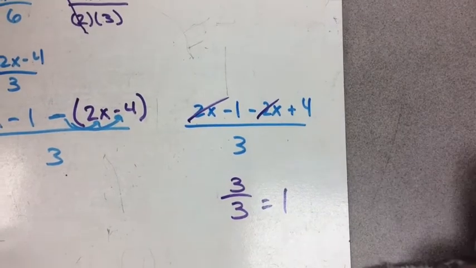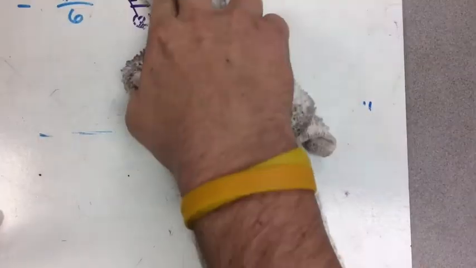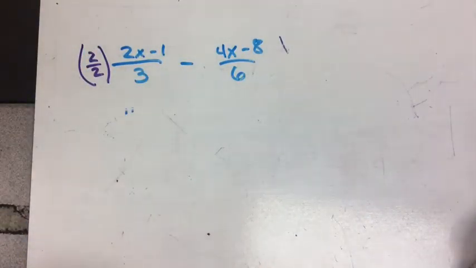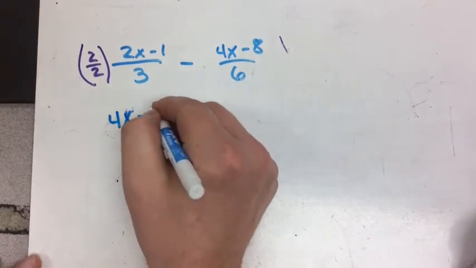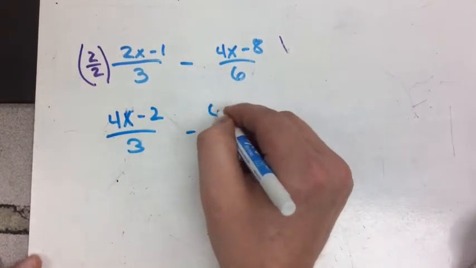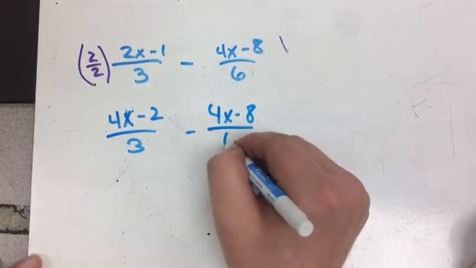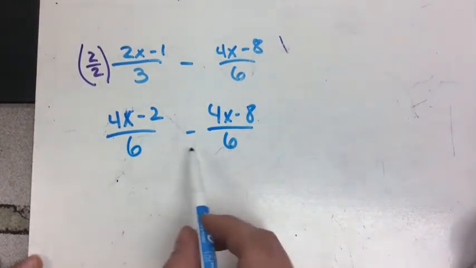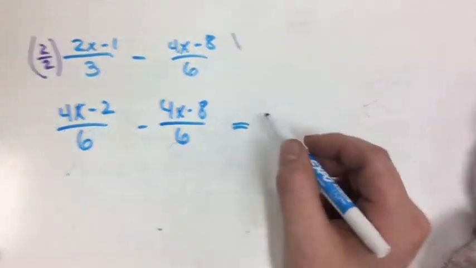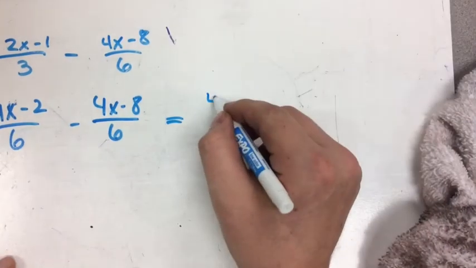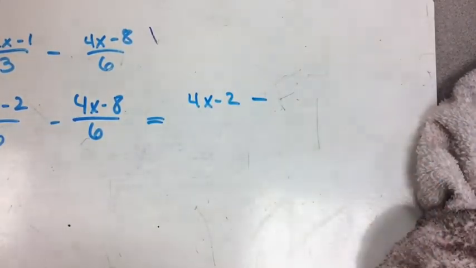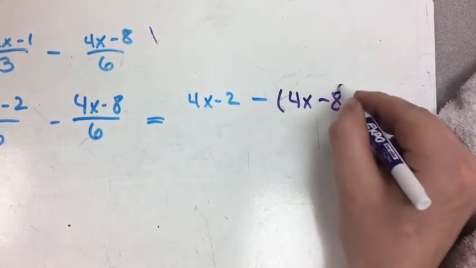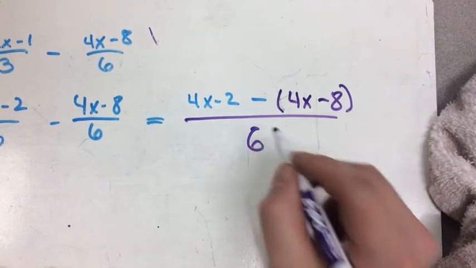Let's go back and do the same problem again, but let's not do the factoring and see what happens. Okay, so with our clever version of 1, 2 over 2, when we multiply this in, we get 4x minus 2 over 3 minus 4x minus 8 over 6. I'm sorry, this is over 6 now. Now that we have the same denominator, we can do our subtraction. So this equals 4x minus 2 minus, and again, we have to be careful with the parentheses. We're subtracting the entire thing: 4x minus 8, all over 6.